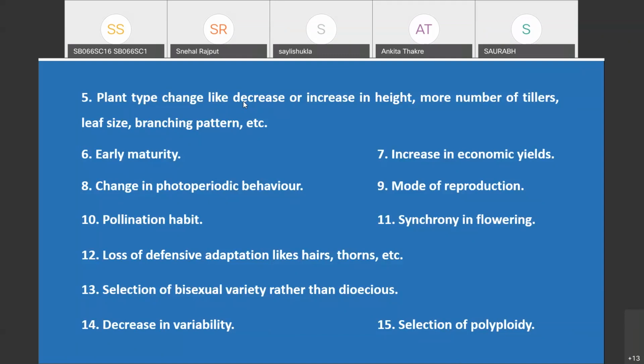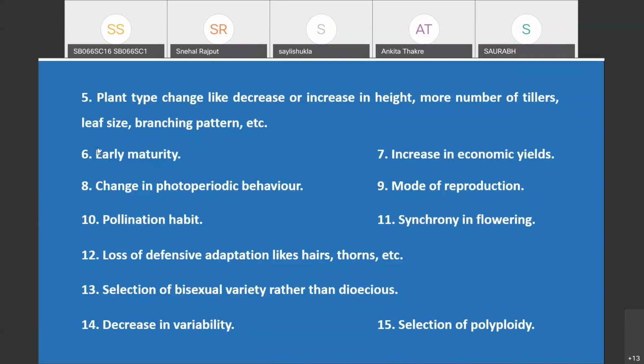Then the other characters which were influenced are the more number of tillers, leaf size, branching pattern, etc. Okay, then the life cycle, or we can say the early maturity.